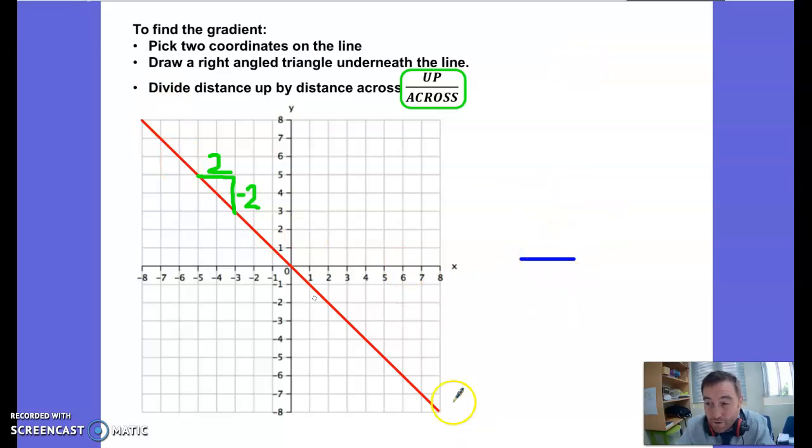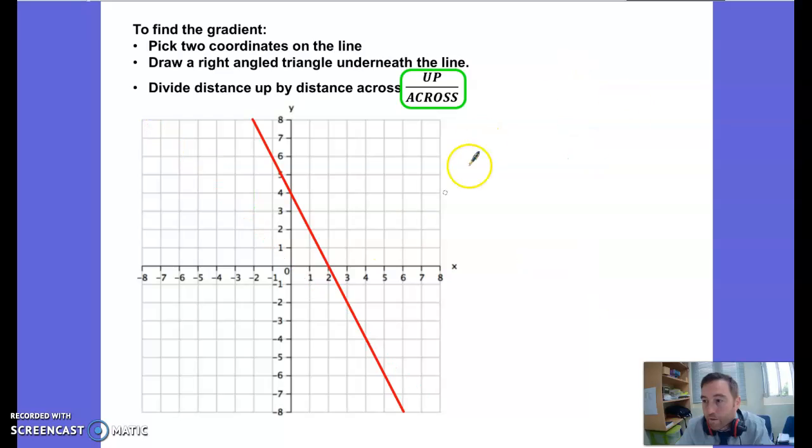If you remember to check for positive and negative, you don't have to be quite so particular on your up divided by across. You can just do the 2 divided by 2. If you want to be particular, this has actually not gone up 2, it's gone down 2. So -2 divided by 2 is -1. This has a gradient of -1. Every 1 we go across, we go down 1. Along 1, down 1.